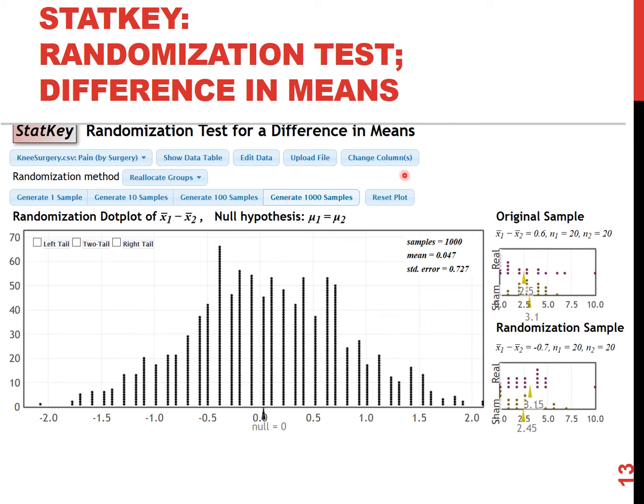Since one sample is not enough to create a randomization distribution, I've now generated 1,000 samples. Each dot in this distribution, remember, is representing the difference in means calculated from one randomization sample. The sample statistic is still up here, 0.6. You can see the distribution is in fact pretty bell-shaped, and it is centered very close to 0. So just what we thought, and now we have a sense of how much variation there is in that distribution also.